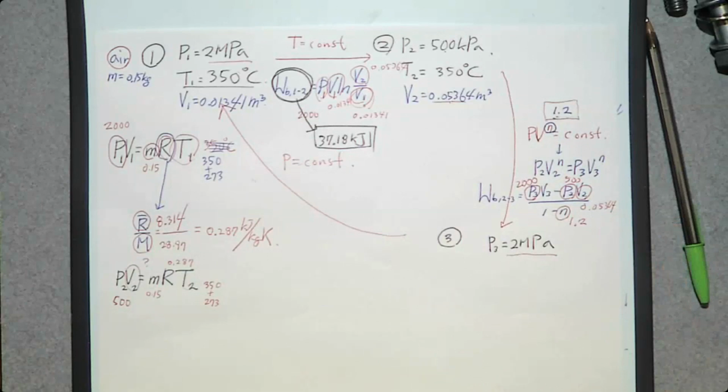How can we do that? Can we use PV = mRT? Not anymore, because we don't know the temperature here. Then do we know any other equation that has V3 other than the ideal gas equation? Do we have any equation that has V3? Right here. Yes, you can use this equation.